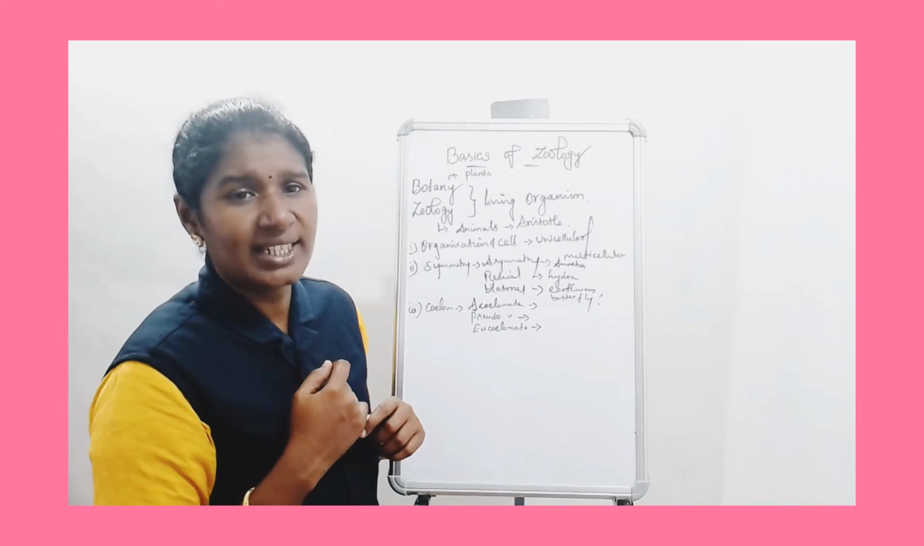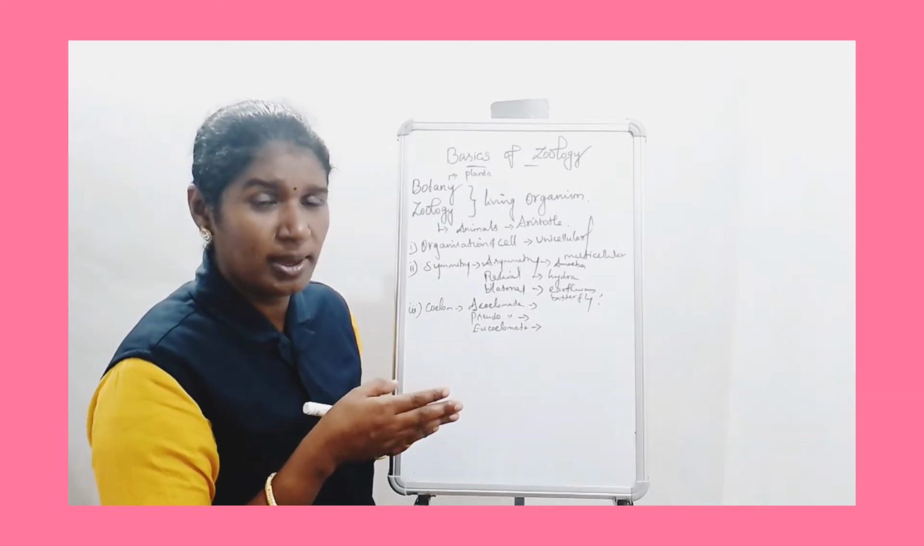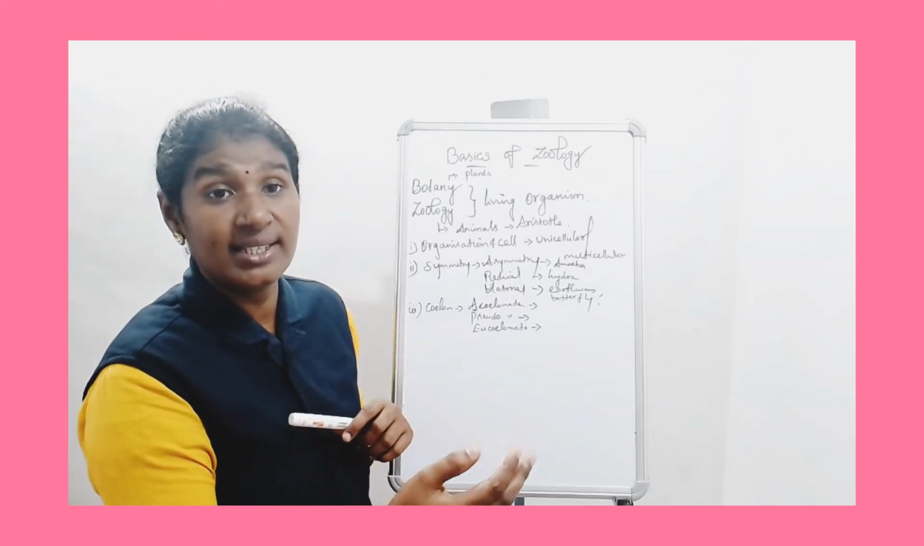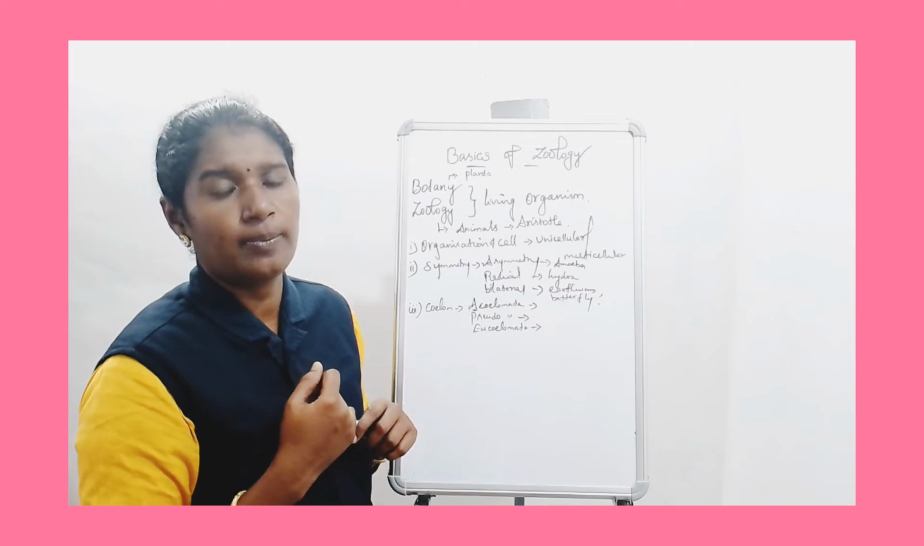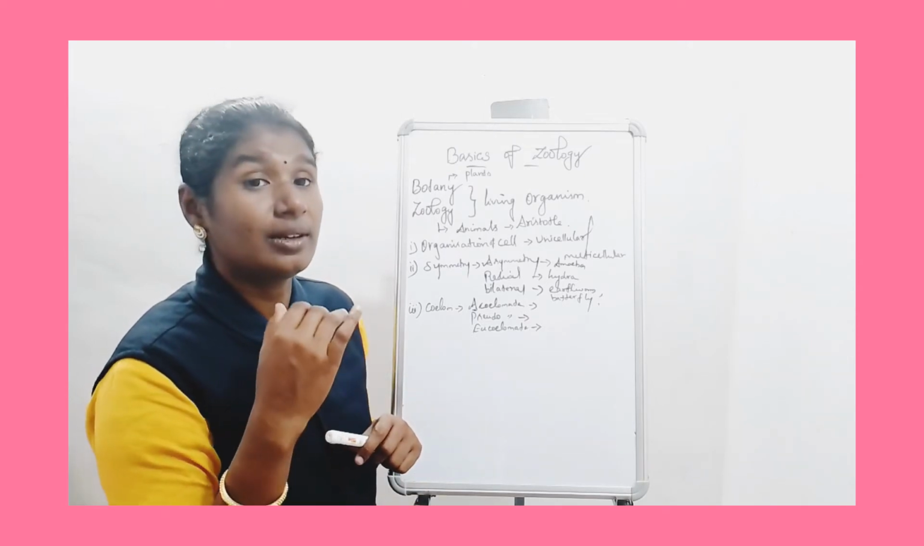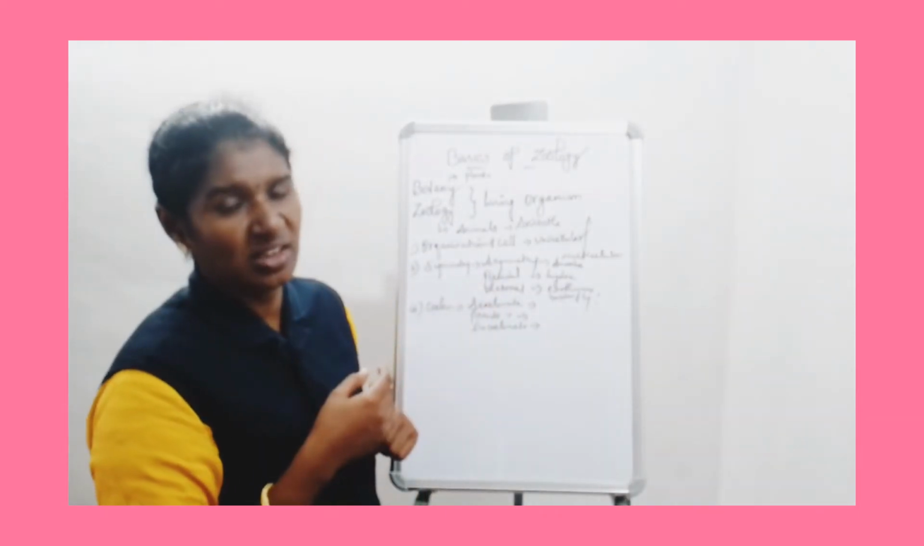Depending upon the category, we are classified into two things. One is called homeothermic, another one poikilothermic. For homeothermic, man is the best example, and for poikilothermic, fish is the example. So this is based on the body temperature, so that is called classification.